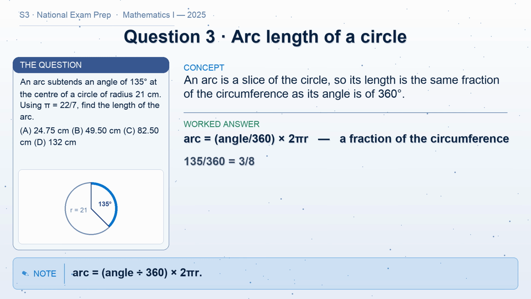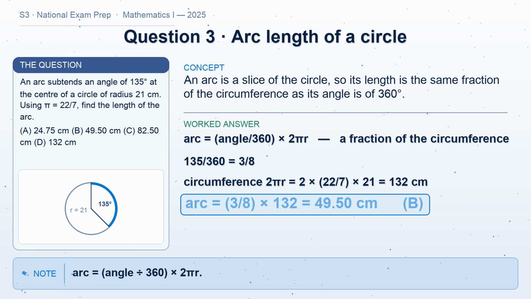That means arc length equals the angle over 360 times 2 pi r. First, 135 over 360 is 3 over 8. The circumference is 2 times 22 over 7 times 21, which is 132 centimeters. Then 3 over 8 of 132 is 49.5. The answer is 49.50 centimeters, option B.